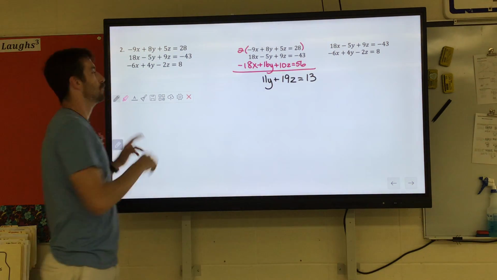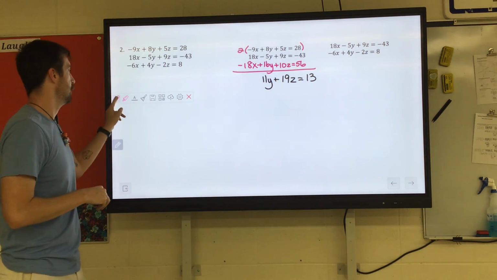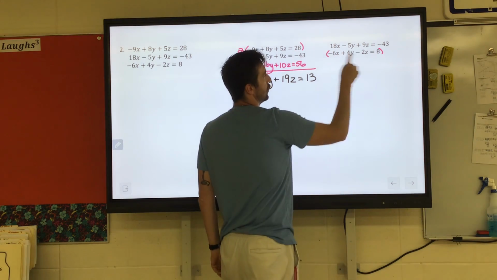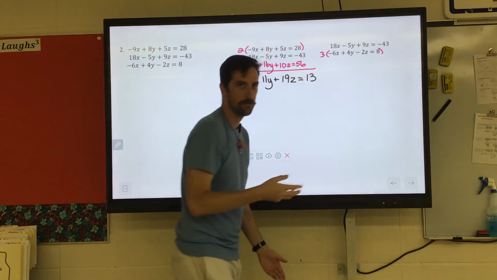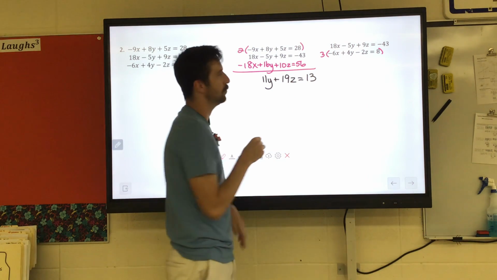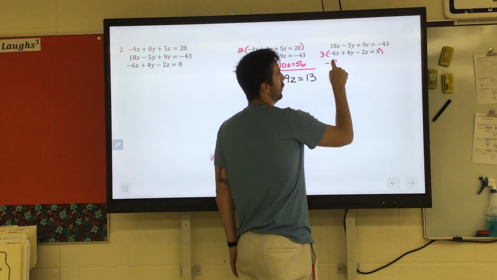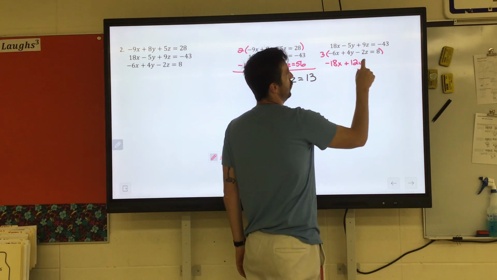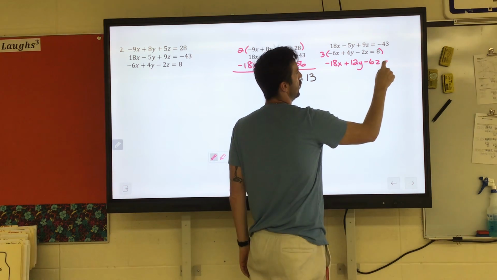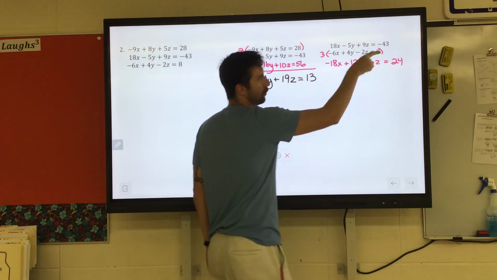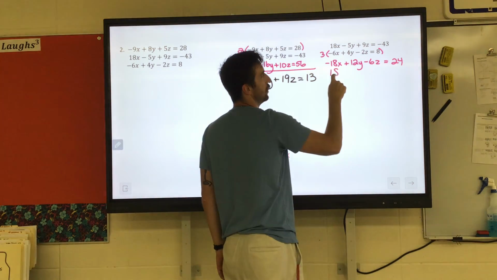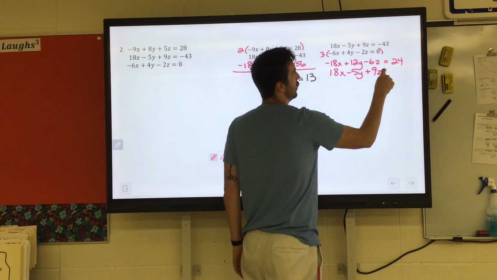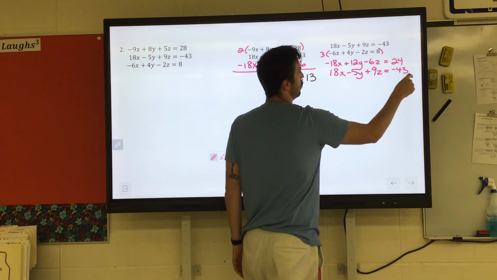So we're going to also get rid of the x's on the other one. I have 18x and negative 6x, so I'm going to multiply the negative 6 by 3. We're going to multiply the whole equation by 3. Negative 18x plus 12y minus 6z equals 24. If it helps, you could rewrite that top one right underneath. 18x minus 5y plus 9z equals negative 43.